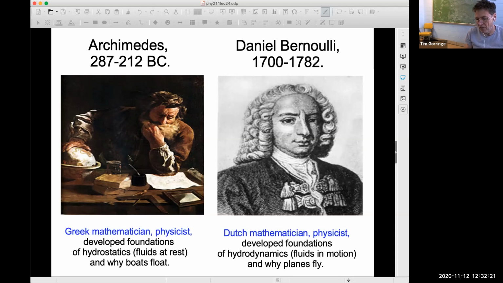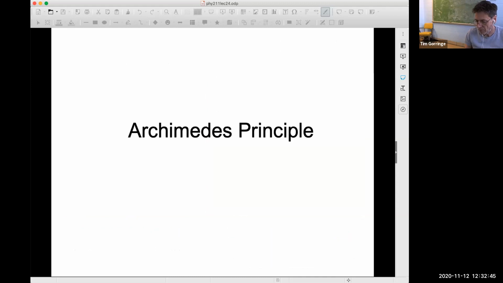The second idea about fluids that we'll be talking about today is from a scientist that was at the time of the Enlightenment or Renaissance, and that's Bernoulli. His work was on hydrodynamics, fluids in motion, and we're going to be talking about Bernoulli's principle. Okay, so let's start with Archimedes' principle.